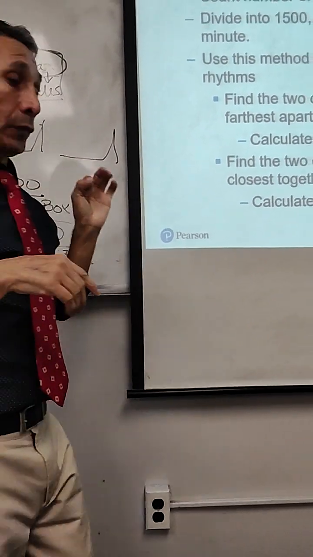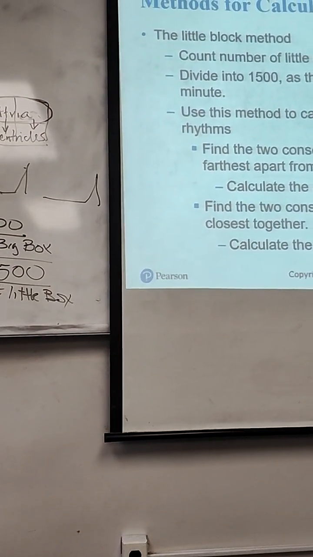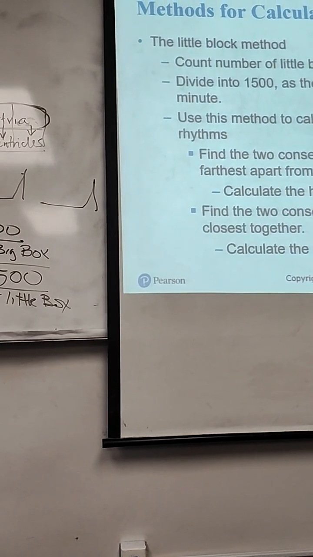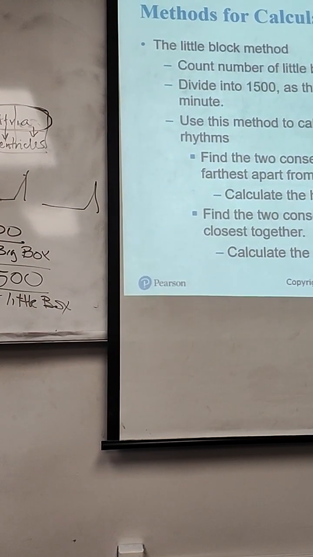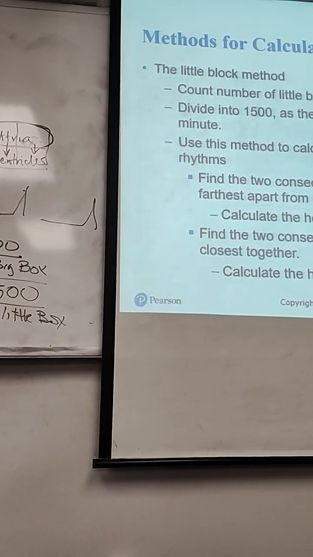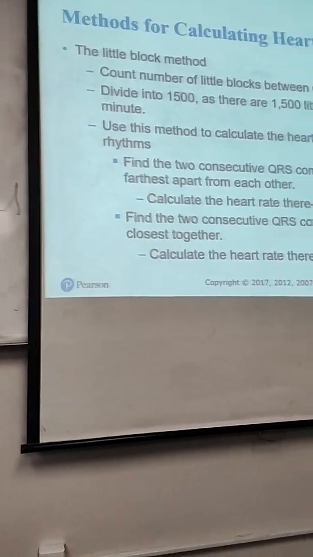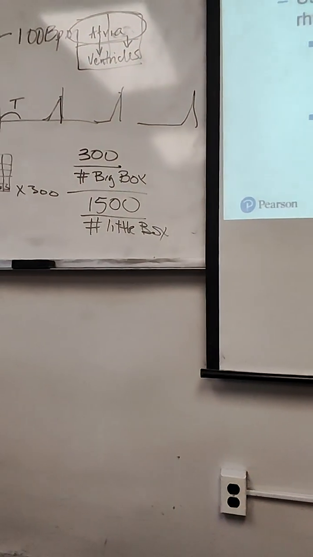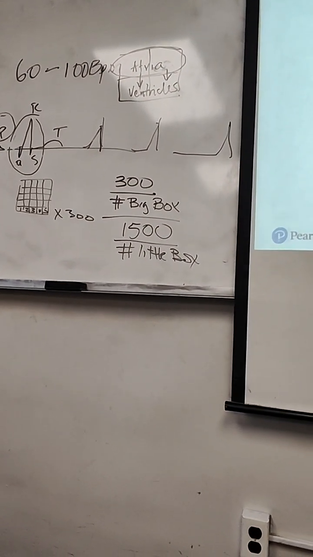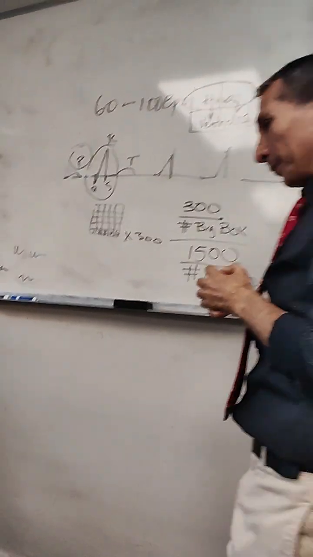Look, what I want you to understand is that this is not simple. Remember, if you have big boxes in between the QR and the QRS, we count the number of big boxes and divide that by 300. Remember the table that I gave you. Now, instead of doing that, we're going to divide 1,500 by the number of small boxes. We're going to do it so you understand how that actually works.